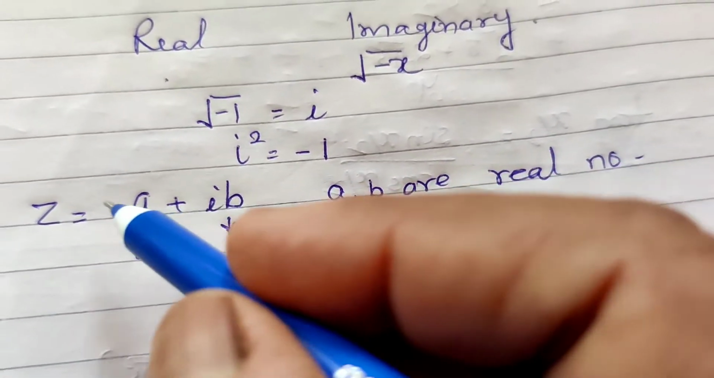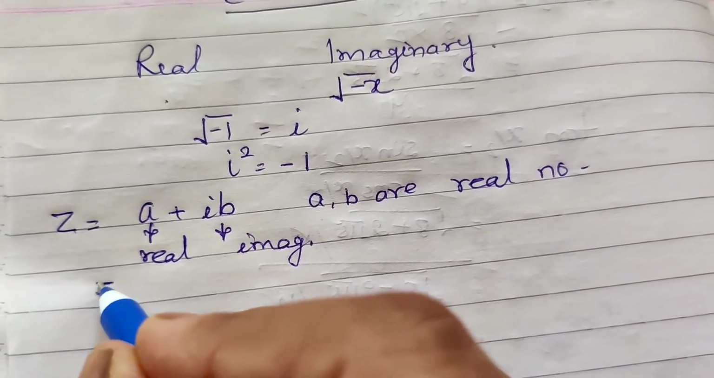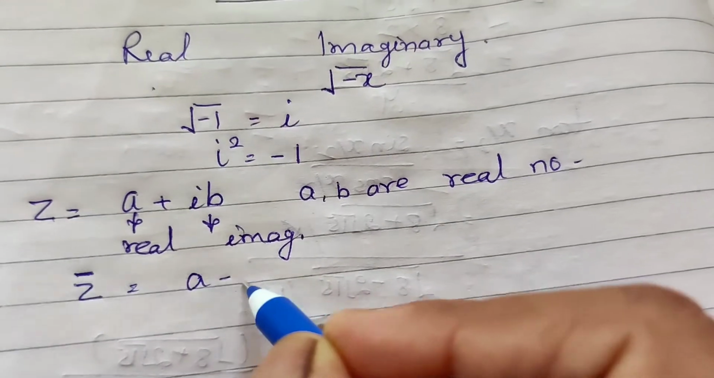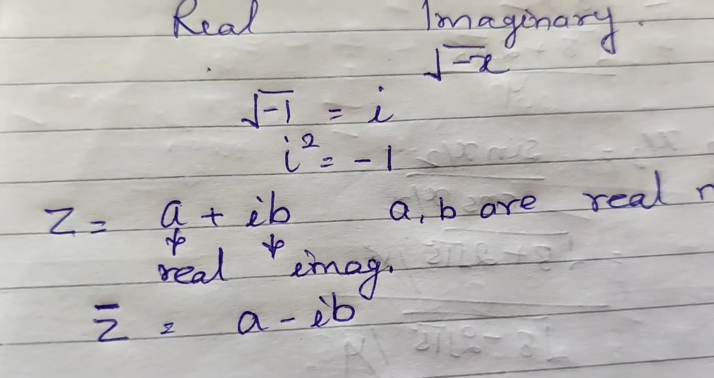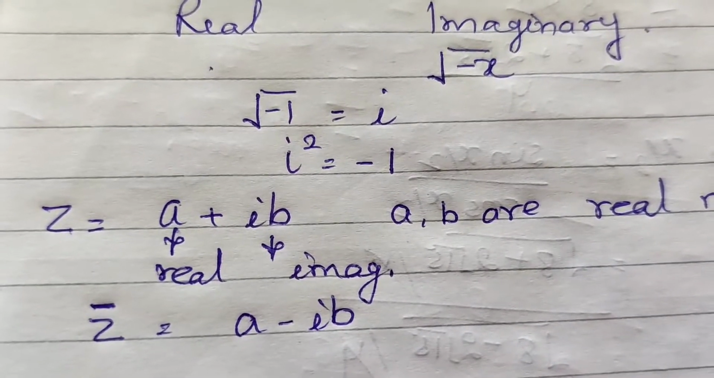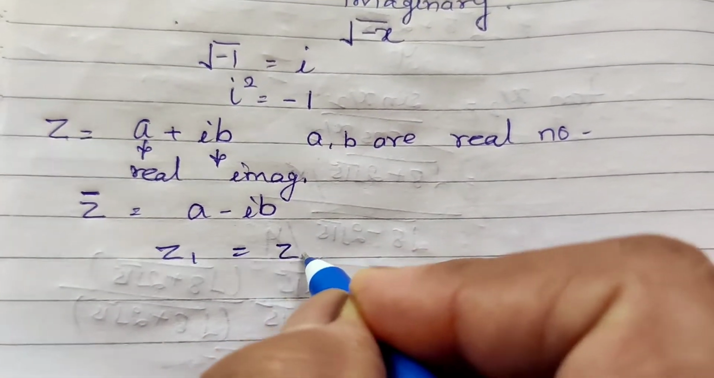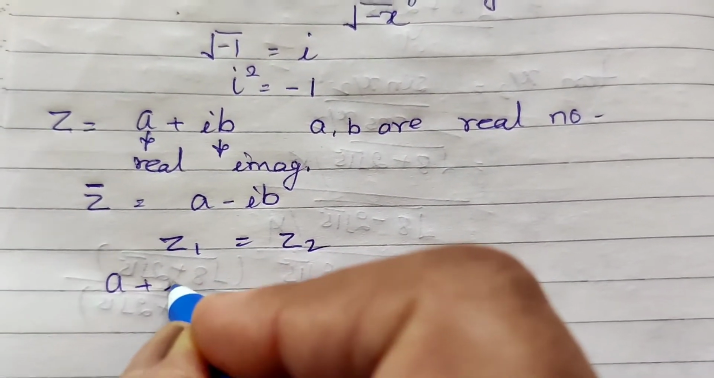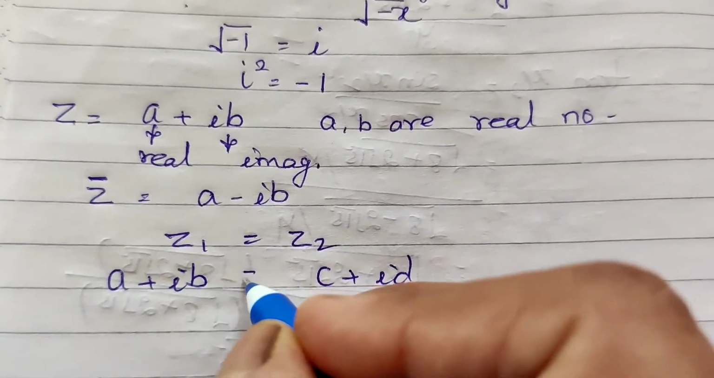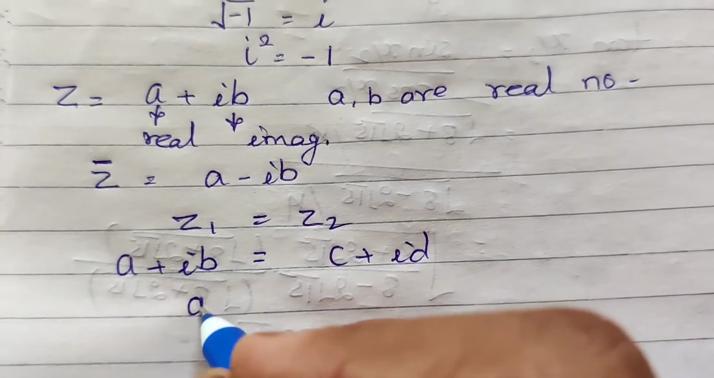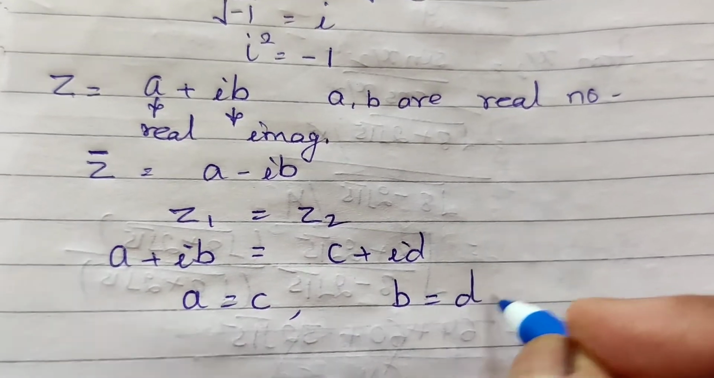It is represented by z, and the conjugate of this number is z bar. So we can write a minus ib. This is the conjugate of this complex number. Now if you have two complex numbers z1 and z2, it means this number is equal to a plus ib and this number is equal to c plus id. So we can compare only real part to real part, and imaginary to imaginary.